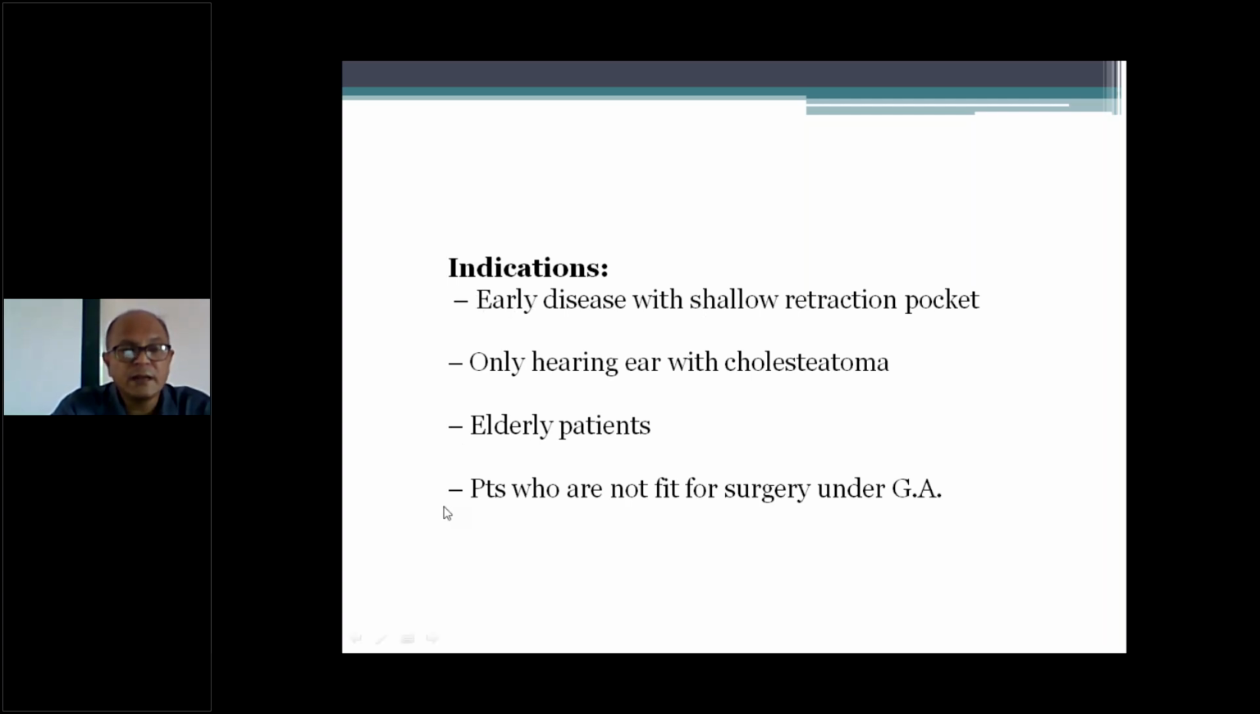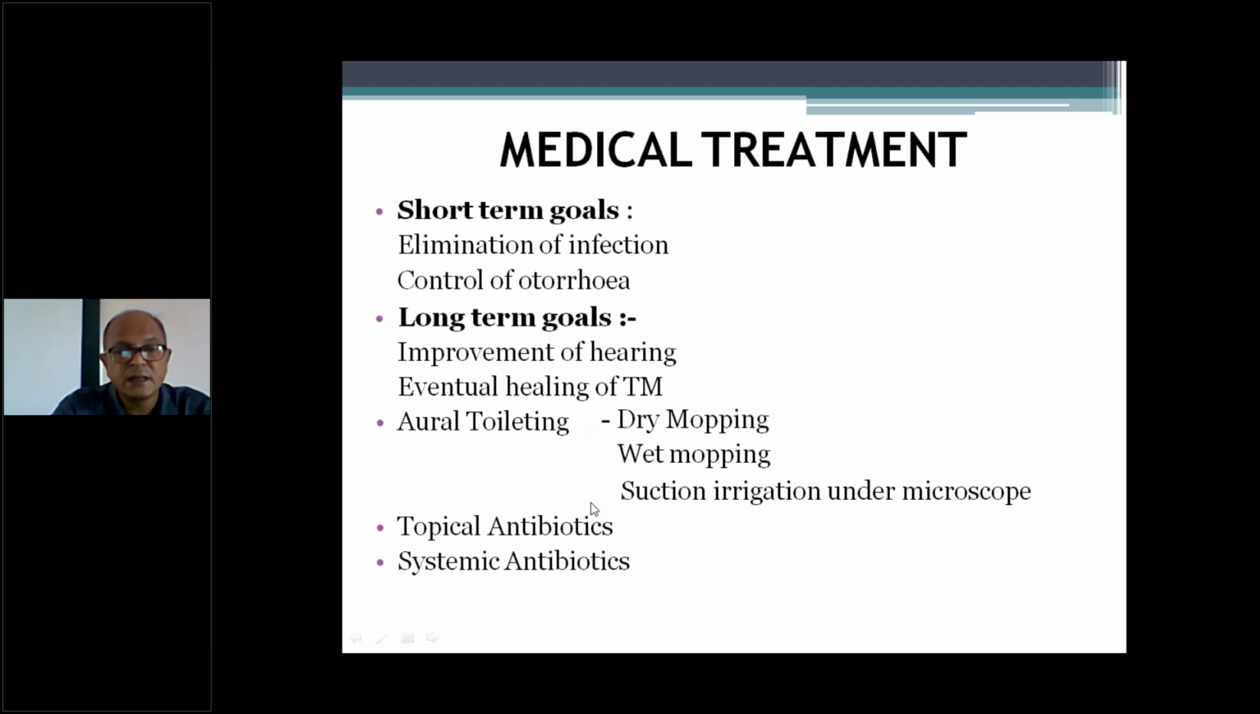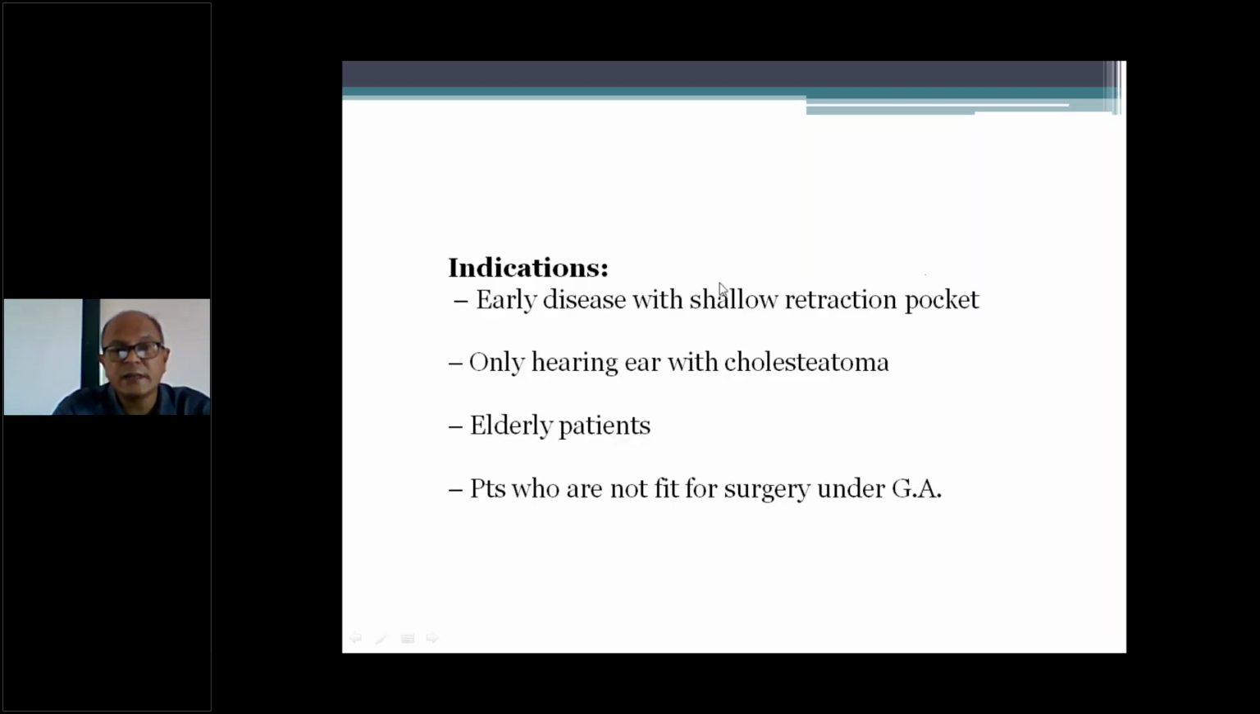Now, where can you use the antibiotic? In early disease with a shallow retraction pocket. If there is a shallow retraction pocket, and you can see the fundus. The most important thing is that after cleaning the debris, you should see the fundus. If you are seeing the fundus, then you are safe, that nothing is there in the fundus. Fundus means the most medial part of the pocket. And then, in an only hearing ear with cholesteatoma, in these conditions it is better to do regular suction cleaning.